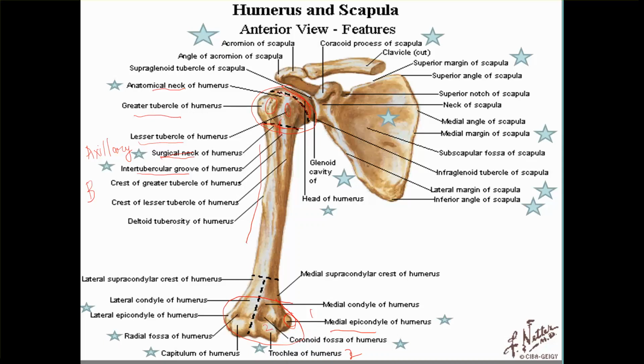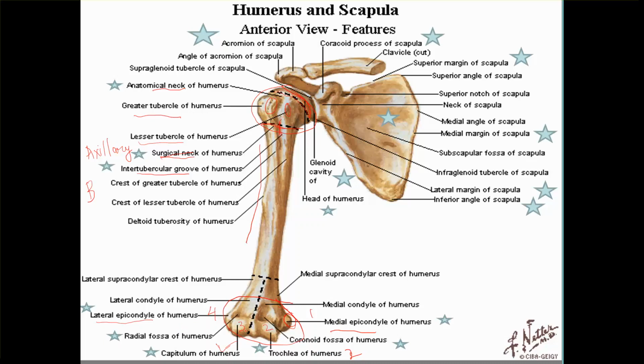Number 3 is capitulum. So this is the capitulum of the humerus over here. And the lateral most is the lateral epicondyle. Remember this as number 4. So from 1 to 4: 1 is medial epicondyle, 2 is trochlea of the humerus, 3 is capitulum of the humerus, and 4 is the lateral epicondyle of the humerus.